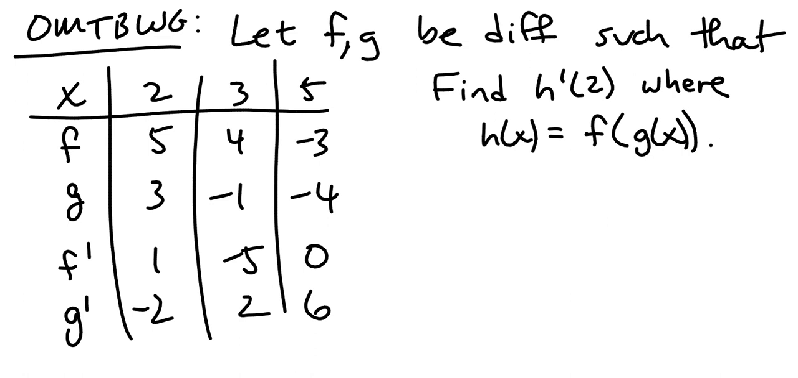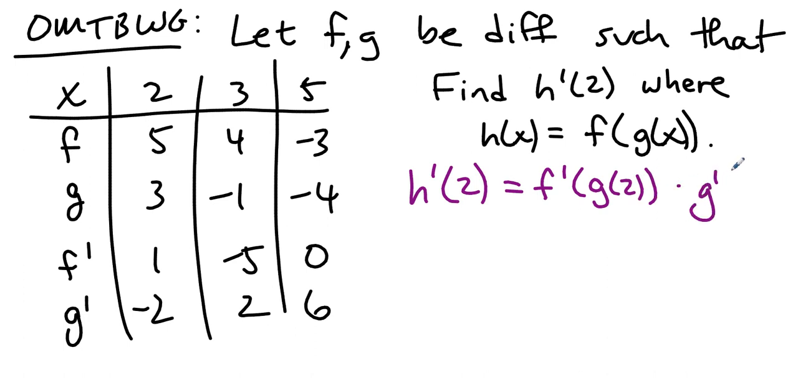Well, how does this go? Well, h prime at 2 is f prime at g of 2 times g prime of 2. This is just the slide we had at the beginning. H prime is f prime at g times g prime. So now it's almost worth pausing the video here and seeing if you can identify what g of 2 is, what f prime of that is, and what g prime of 2 is. It's almost worth doing that. Almost. I'll pause.